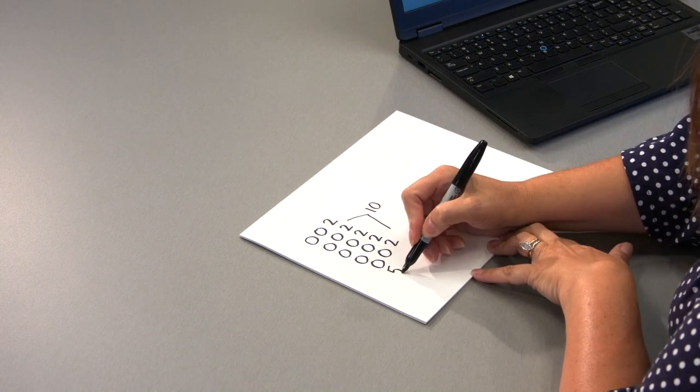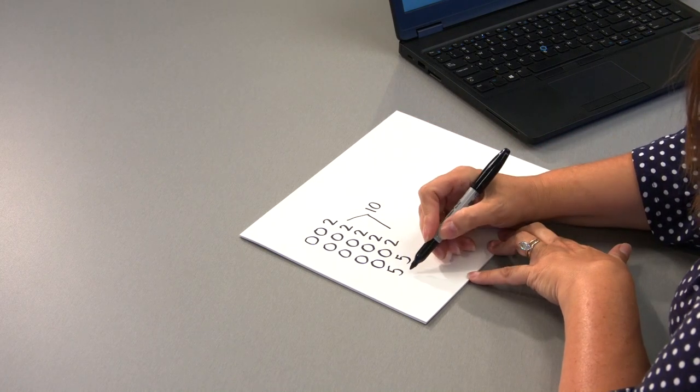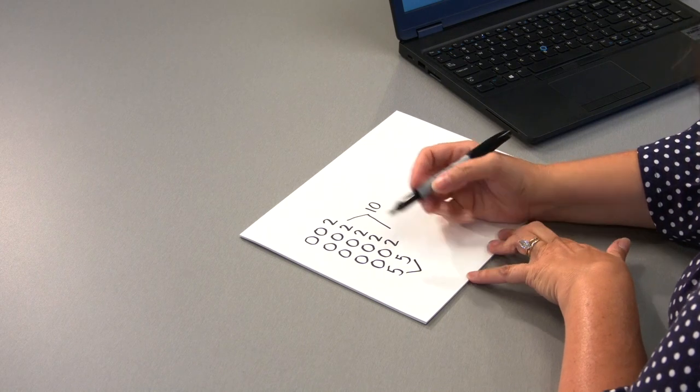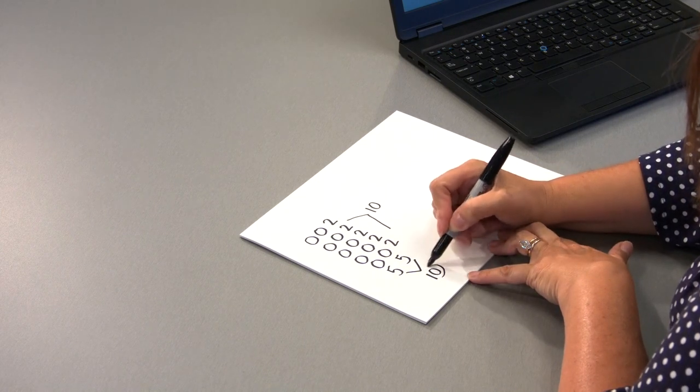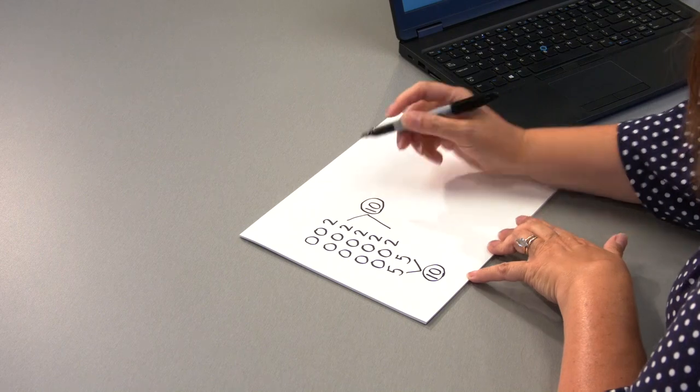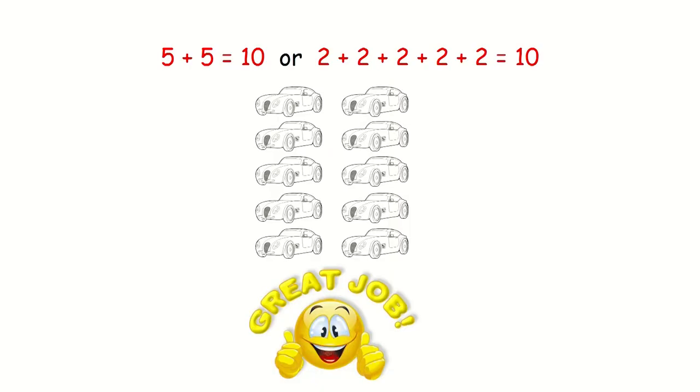Now let's add up those columns. We have the double fact of 5 plus 5 with a sum of 10. And our sums are the same. Let's take a look. 5 plus 5 equals 10, or 2 plus 2 plus 2 plus 2 plus 2 is equal to 10.